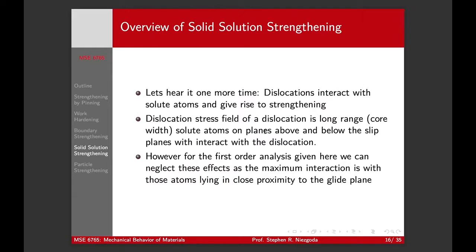For the most part, we're only going to consider the short-range interactions as a first approximation of the overview. First order analysis, we'll say. But it gets us most of the way there, and you'll see it's pretty good. So we're only going to consider atoms that are lying pretty close to the glide plane.